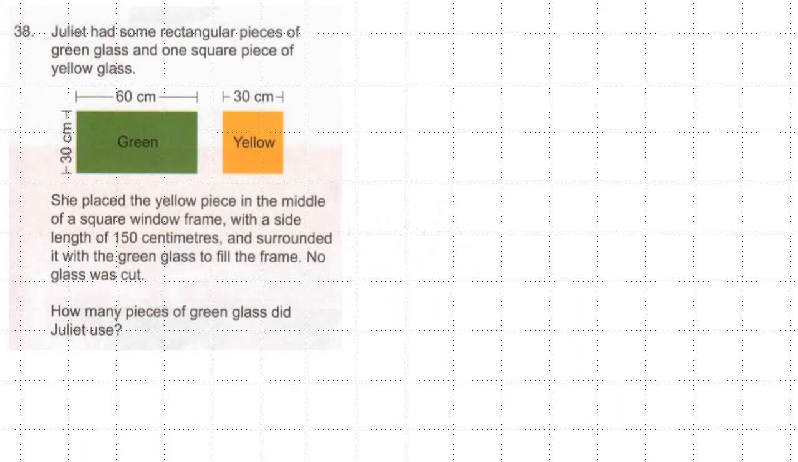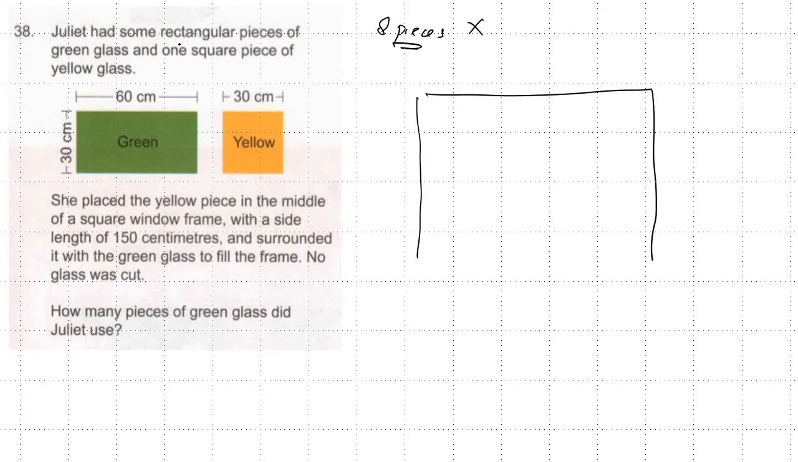Okay, this question, you actually gave me an answer that you have 8 pieces. This is wrong, and let me show you why it is wrong. It says that he placed this yellow piece. It has one box here. It's a square, because it says it's a square window frame. Okay, square window frame. So here is a square. I may not draw it like a square, but it's actually a square.